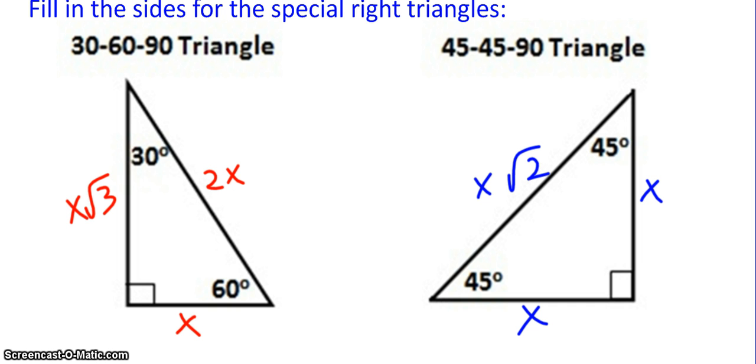Alright, so if we focus on the 30, 60, 90 triangle, I already gave you the hint that across from the 30 is X. Now, if you remember, then across from the 90 is going to be 2X. And across from the 60 is going to be X root 3. On the 45, 45, 90 triangle, across from both 45s are X. Since the angles are the same, the sides have to be the same. And then across from the 90 is going to be X root 2, where the hypotenuse is going to be X root 2.